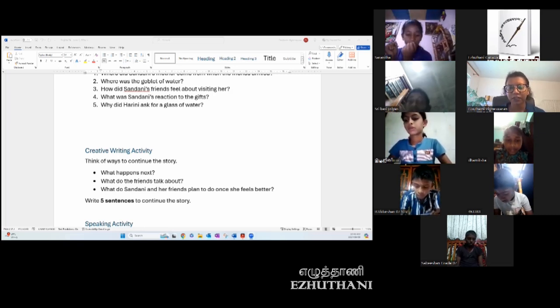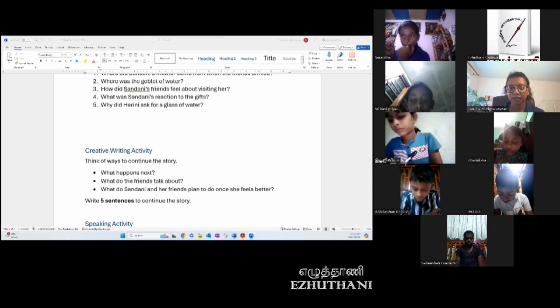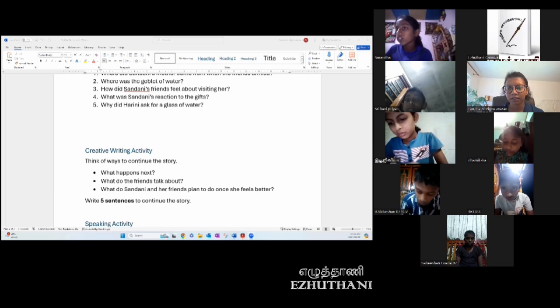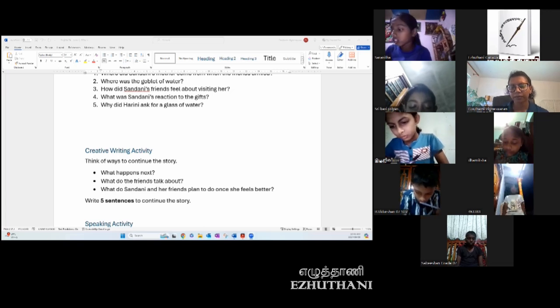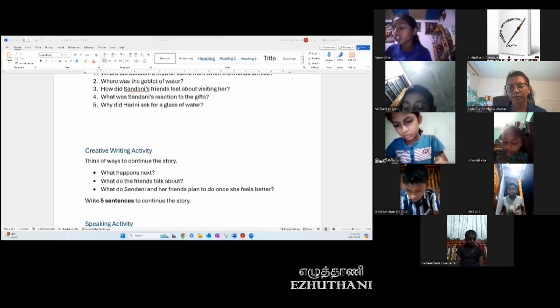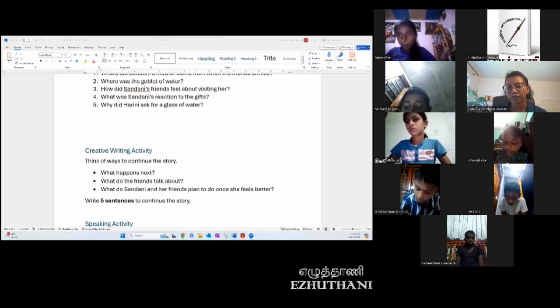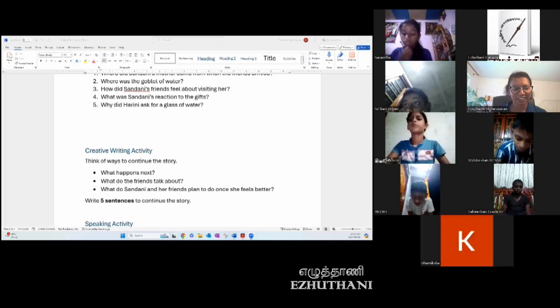Sri Kavipriyan, can you read yours? Sri Kavipriyan? You're on mute. Sandani's friends are eating for the rice. About Sandani's friends going to the house. About Sandani's opened the gift. About Sandani's eat of bananas and biscuit sweets. Drinking for the fresh milk. Okay, thank you. Eugenia?